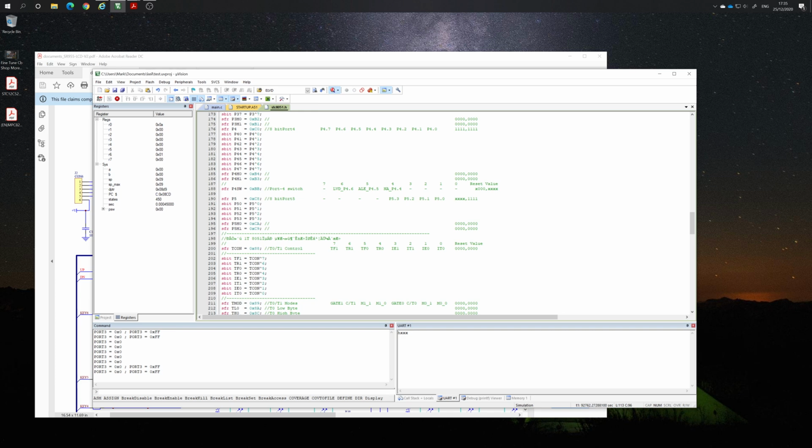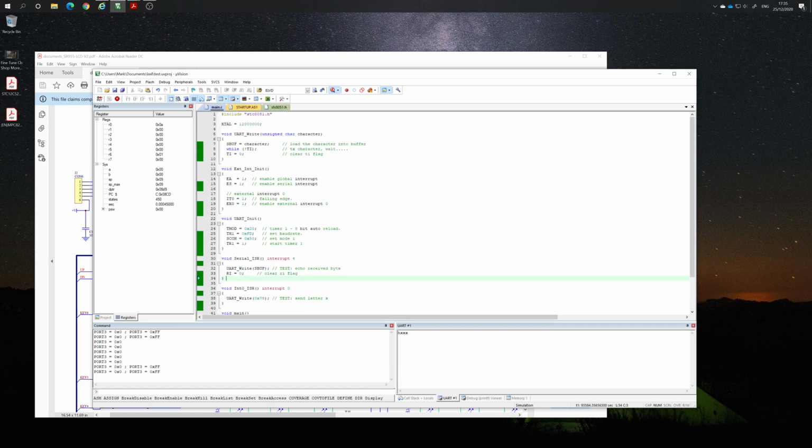Whether or not I could simulate the ADC is a completely different story. I actually highly doubt that. But the UART and the two external interrupts and the timers do work. Because in order to do the UART, in this case, I'm using timer one to clock the UART.